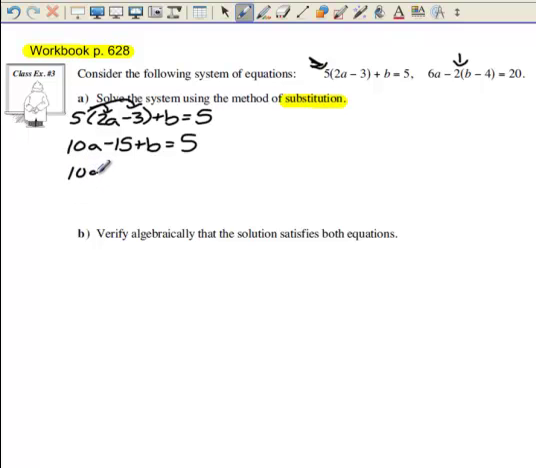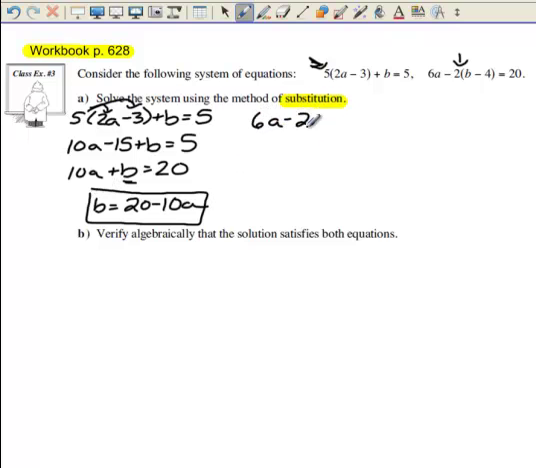So 10a plus b equals 20. And while I'm here, I might as well isolate one of my variables, and it makes sense to isolate the b, since I wouldn't have to divide anything. So b equals 20 minus 10a. So I've isolated that. Now let's look at the second equation.